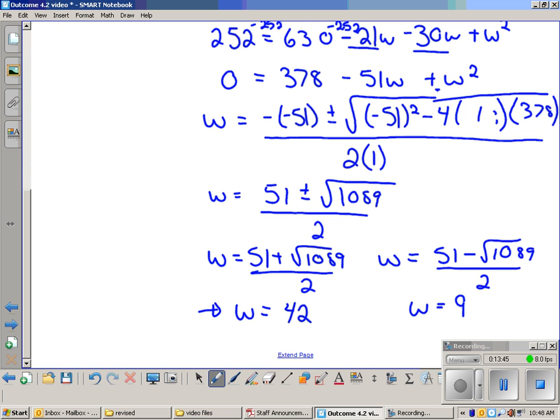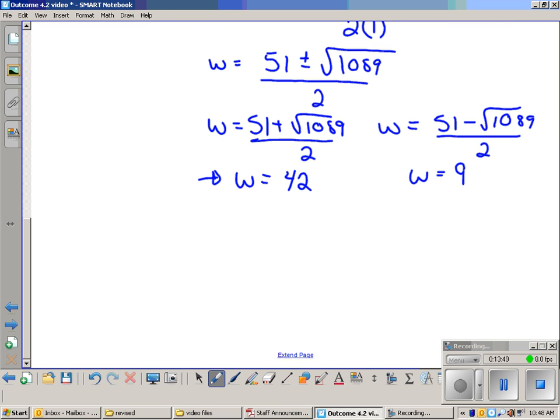This solution tells me that I removed a strip larger than what I originally started with, and so this one we can disregard. Means that the width of the strip that was removed was 9 centimeters.